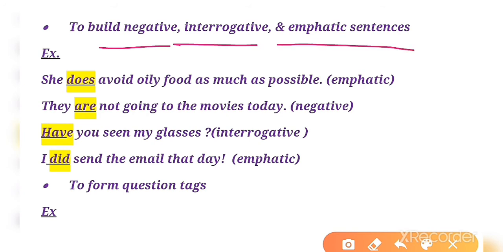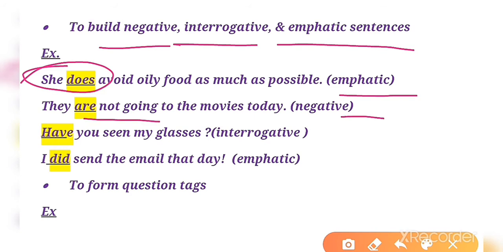interrogative and emphatic sentences. We use primary verb to build negative, interrogative and emphatic sentences. Example, she does avoid oily food as much as possible. She does avoid, so here it is an emphatic sentence. Second says they are not going to the movies today. So they are not going, these are all given in a negative sense. Then after, next is interrogative, that is have you seen my glasses. So this primary auxiliary is used in a sense of interrogative. Then again, I did send the email that day. Again here is emphatic, that is given in the sentence.